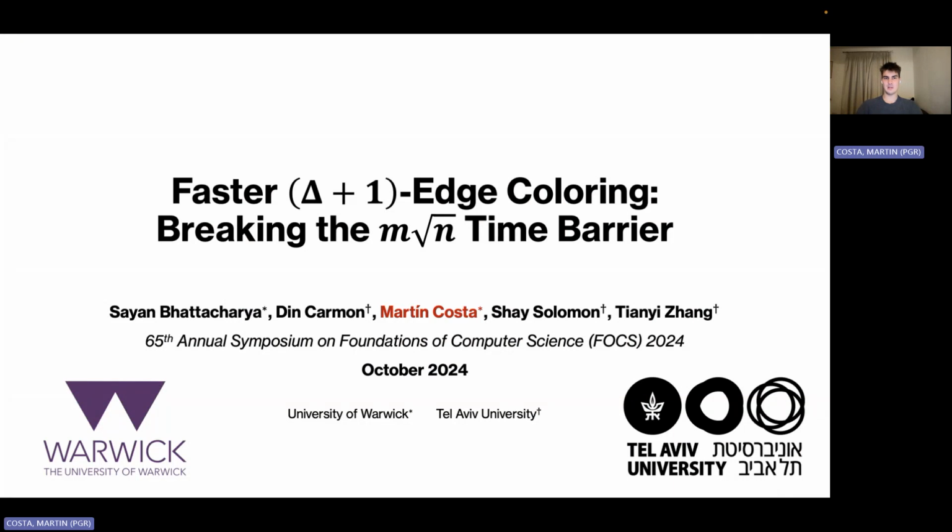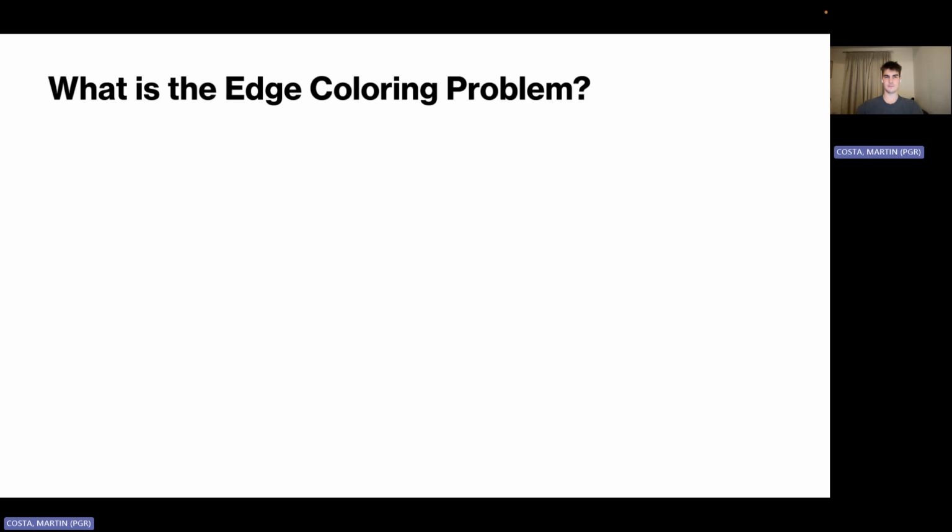Hi everyone, my name is Martin, and today I'm going to be talking about our recent FOCS paper, Faster Δ+1 Edge Coloring: Breaking the m√n Time Barrier. This paper is joint work with Sayan Bhattacharya from the University of Warwick, as well as Dean Carmon, Shay Solomon, and Tianyi Zhang from Tel Aviv University.